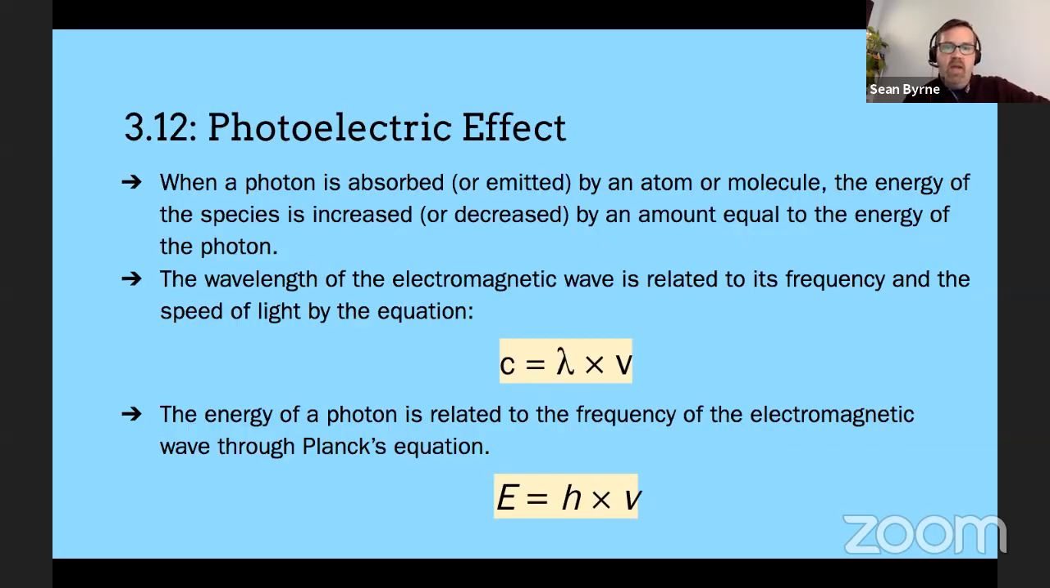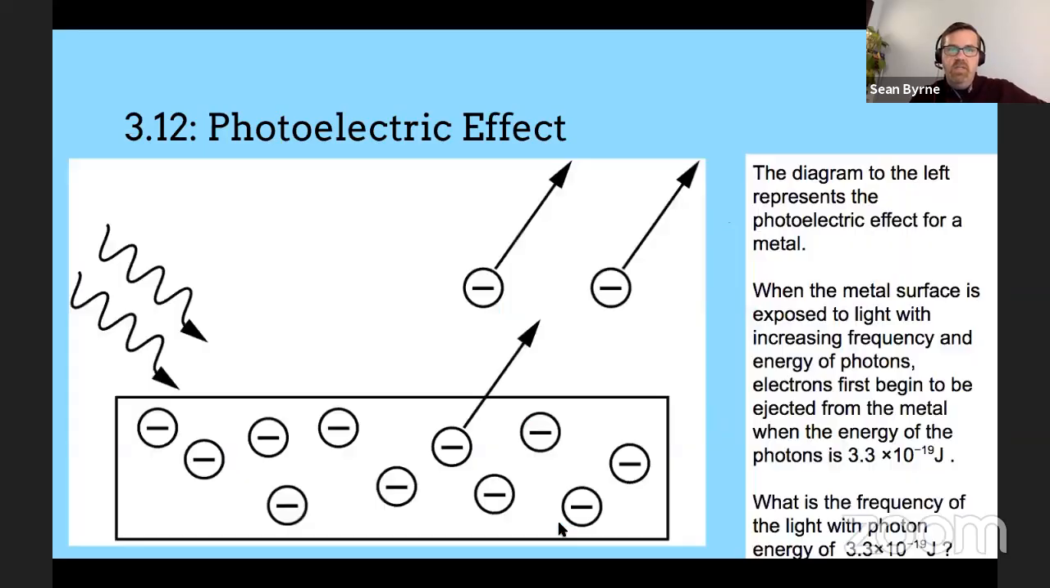The wavelength of the electromagnetic wave is related to its frequency and the speed of light by the equation here. This is an equation that's given to you on our equation sheet. So c is the speed of light, lambda, which is not an upside down y, it's the Greek letter L, is the wavelength. I like to think of wavelength and lambda going together. Then nu is the frequency. The energy of a photon is related to the frequency of the electromagnetic wave through Planck's constant, so nu is consistently frequency, and h is Planck's constant. Again, the speed of light and Planck's constant are two things given to you on the equation sheet, and we're going to see how we would use those.